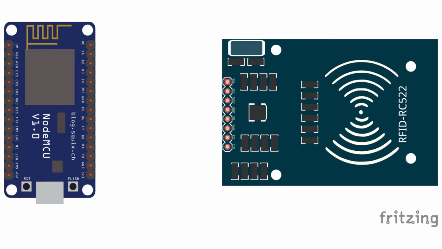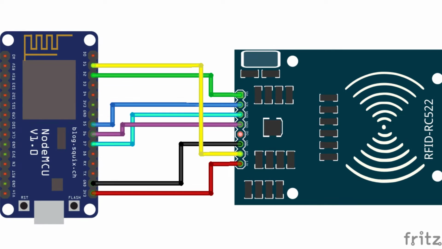Let's start with the RFID module. As you can see, the SDA pin is connected to the D2 pin of NodeMCU, SCK to the D5 pin, MOSI to the D7 pin, MISO to the D6 pin, IRQ pin is not connected, GND to the GND pin. Similarly, RST pin to the D1 pin of NodeMCU, and finally 3.3 volt to the 3.3 volt pin.